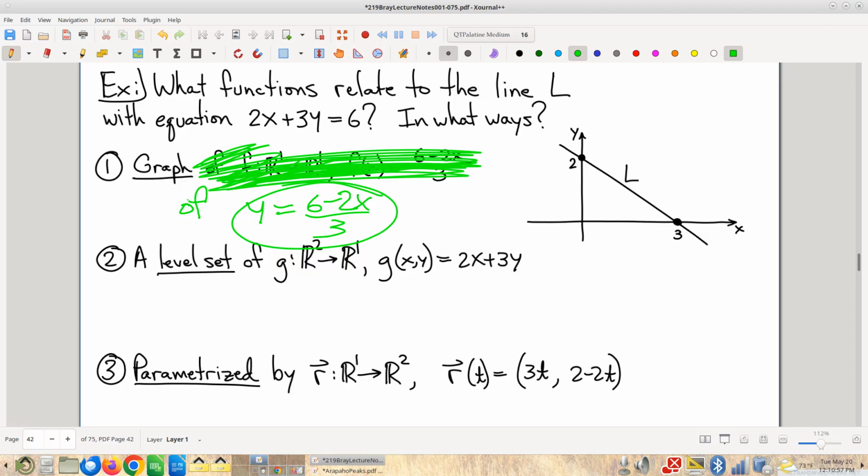You've got to be careful with the interpretation and use of the terms. Does everybody see what I'm talking about here? Okay. All right.